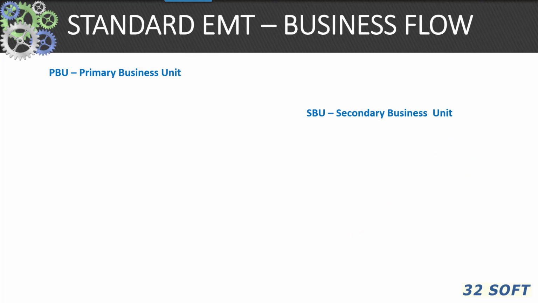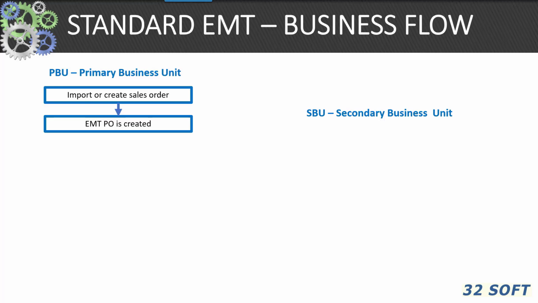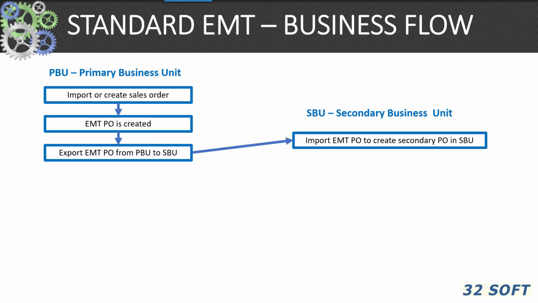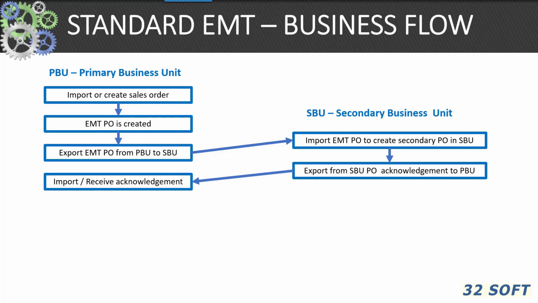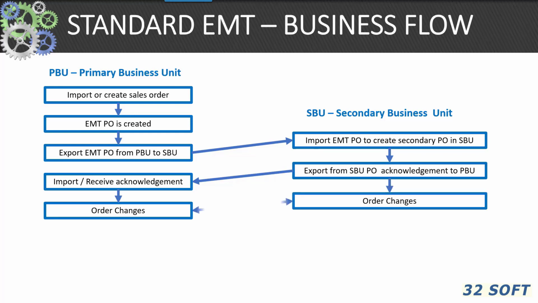Here's a little bit more elaborate view of that process. You've got a primary business unit. They're going to import or create that 7.1.1. That is going to create the EMT PO. That is then going to be exported to the secondary business unit. They're going to import it. They will acknowledge back to the PBU that they, the secondary business unit, have acknowledged it. They're going to input and receive that acknowledgement. You've got change orders that can happen back and forth. We'll talk about that a little bit later.